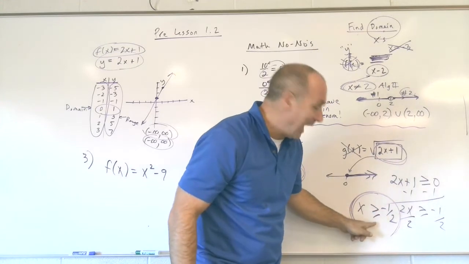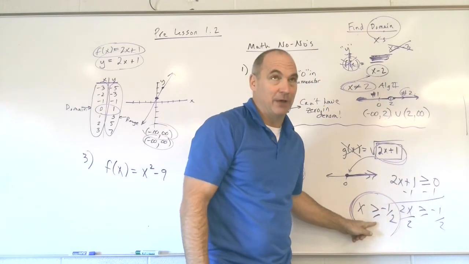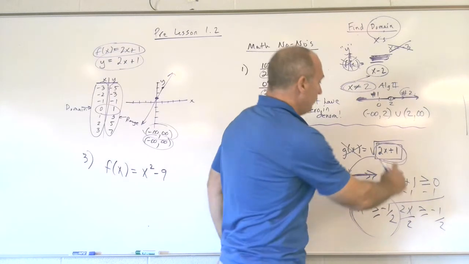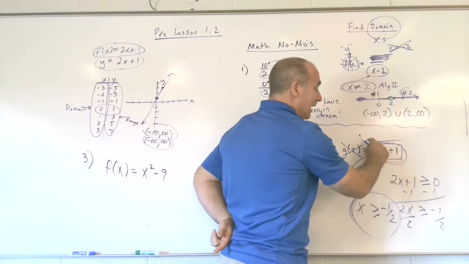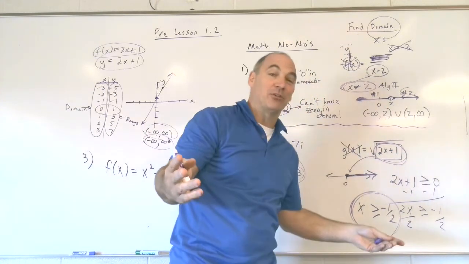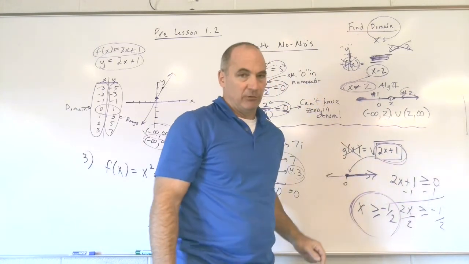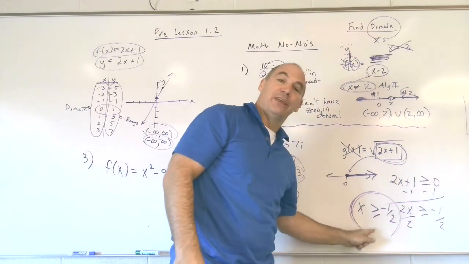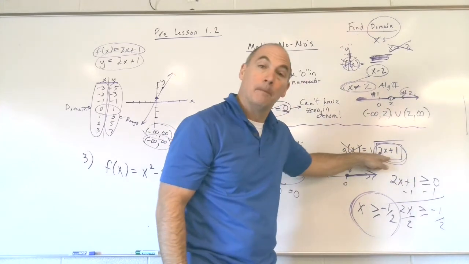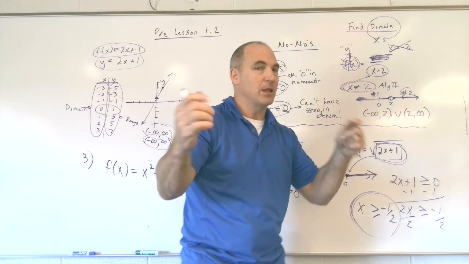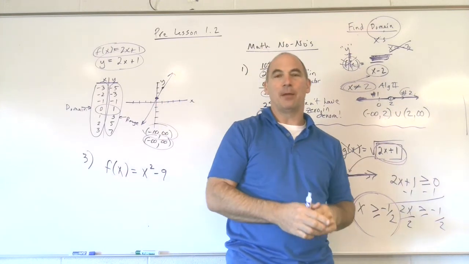Now pick something not greater than negative 1/2. Okay, negative 2. Negative 2 times 2 is negative 4. Negative 4 plus 1 is negative 3. I get the square root of negative 3, which is a no-no. And so it looks like I've honed in on the answer for the domain for this problem. All right, now I'm going to solidify that with a few sample problems from your packet.